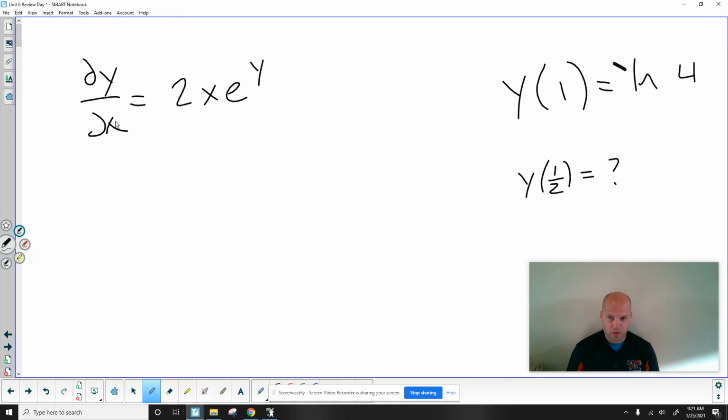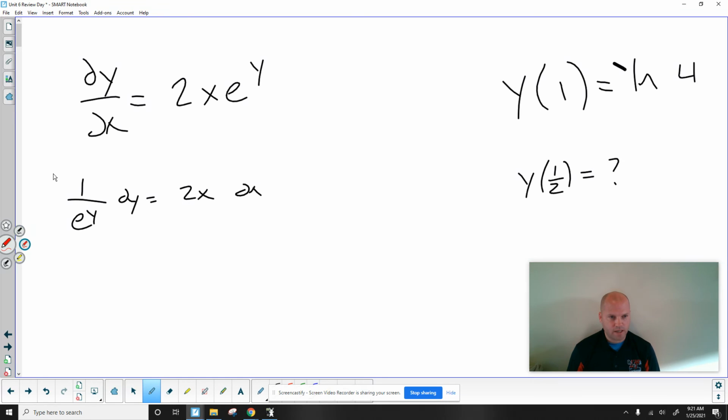First question will be like a fill in the blank. So here's a fill in the blank type question. You have a differential equation. You have an initial condition. You're asked to find the value at 1/2. Okay, so we know to separate our variables using algebra.